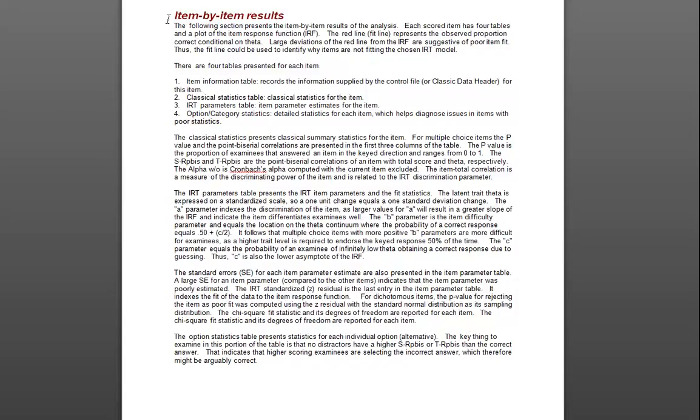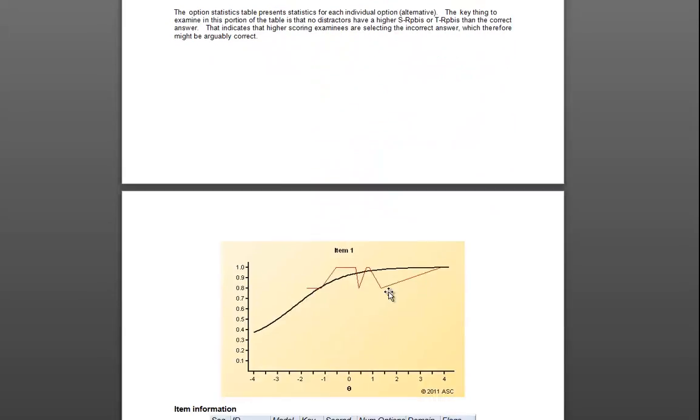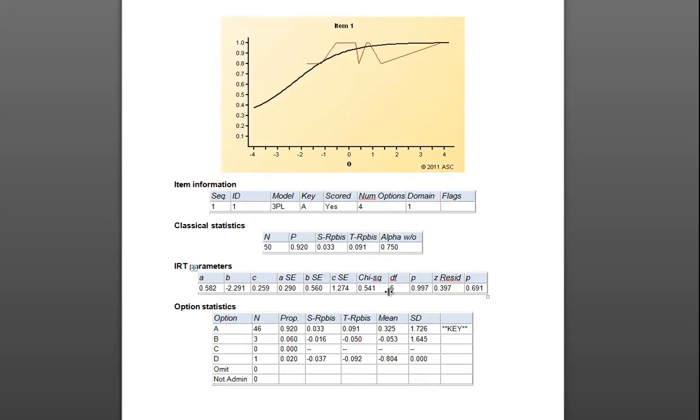The report then gets into item by item results. So each item will then have its own page of dedicated results, as you see here. Everything that you see right now is for item 1 on this test. There are 4 tables. One provides summary item information, which is mostly what was input into the test. Then we have the classical statistics. So this item was seen by 50 people, had a p of 0.92, had an SRP-BIS of 0.033. SRP-BIS means the point biserial correlated with raw score, whereas the TRP-BIS is the point biserial where you're correlating with theta.